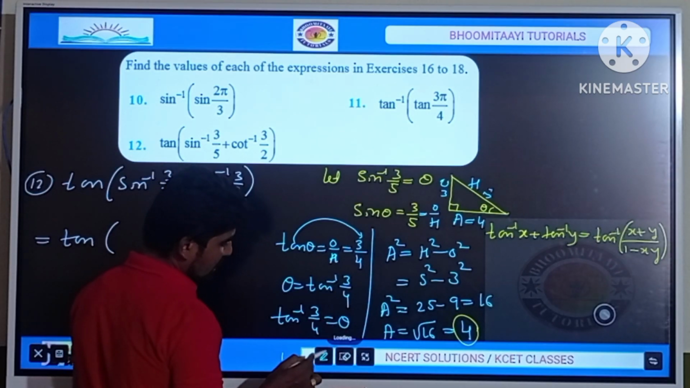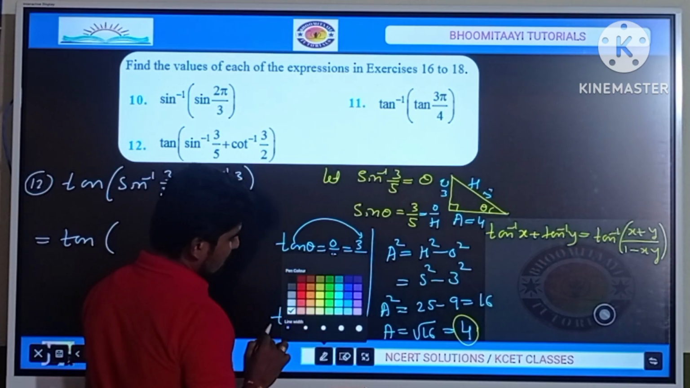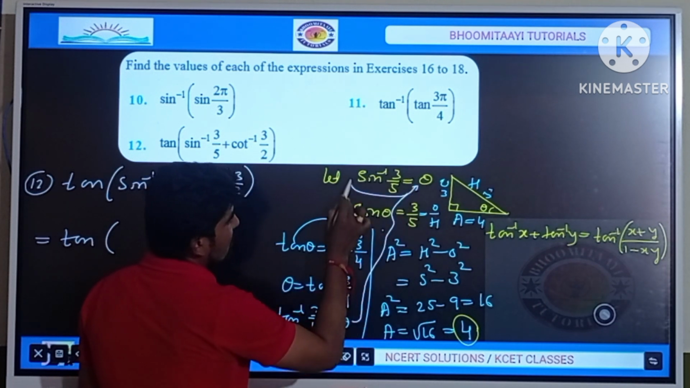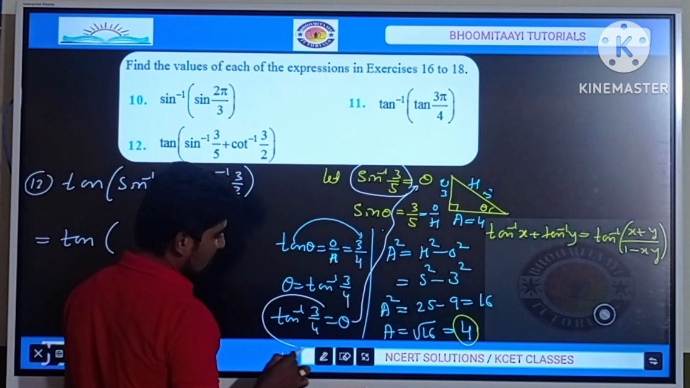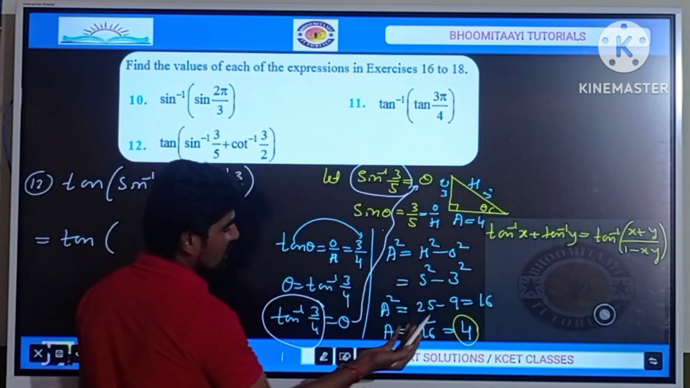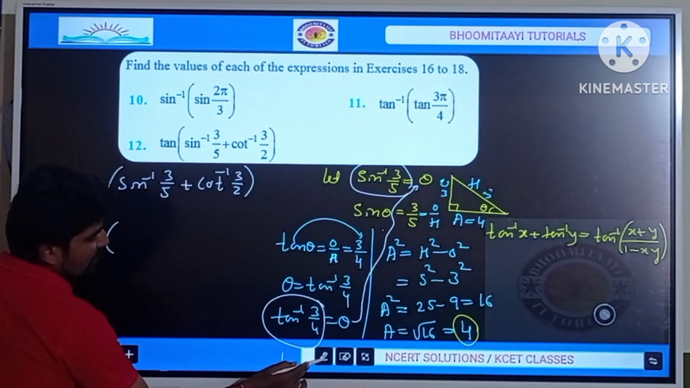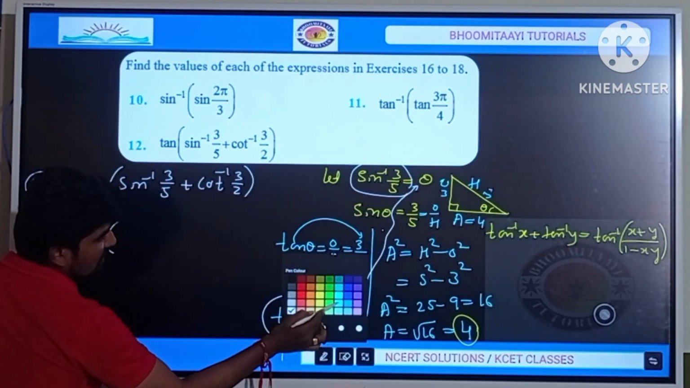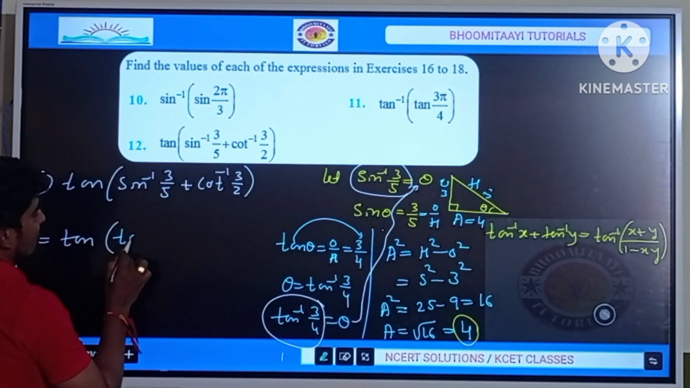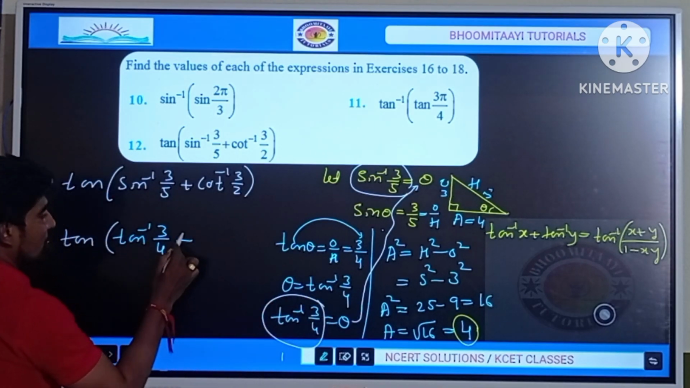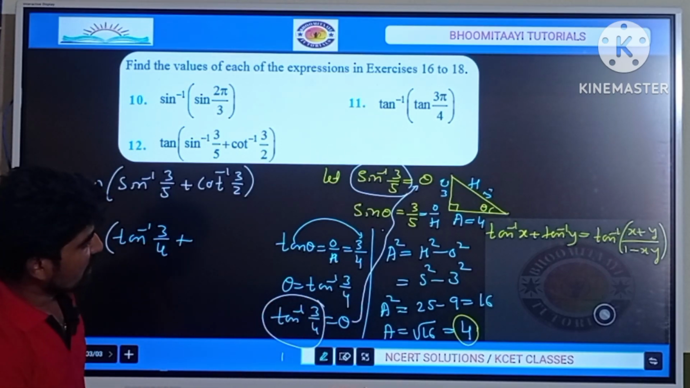So observe here, theta is equal to sin inverse 3 by 5 as well as tan inverse 3 by 4. If the right hand sides are equal, the left hand sides are also equal. Therefore in place of sin inverse 3 by 5, we may write tan inverse of 3 by 4 plus cot inverse of 3 by 2.